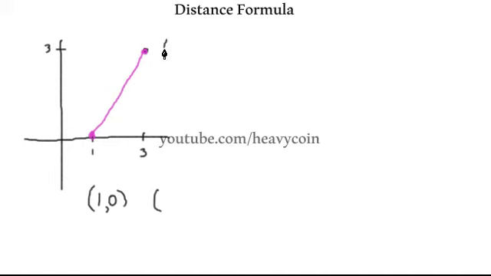And at this point here, we're over 3, and we're up 3. Okay, so here's our 2 points. Now, if we looked at this as a right triangle, this side is going to be what? 2. Okay, that would be the distance of this side, and then this side here is going to have a distance of 3. Right?